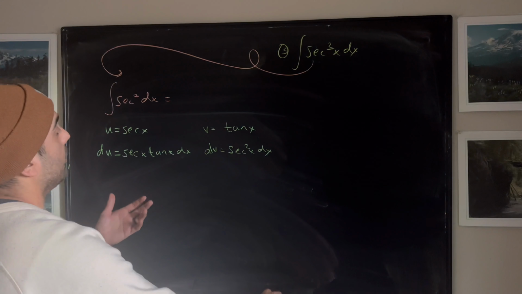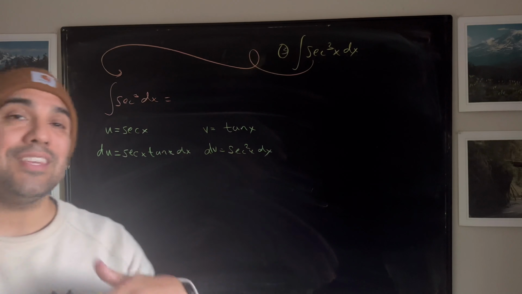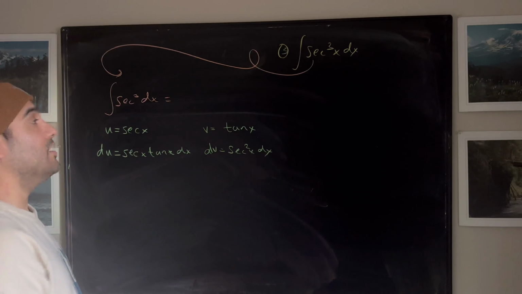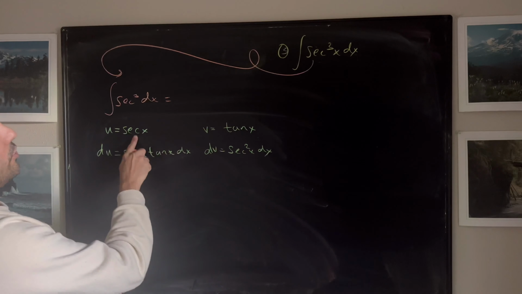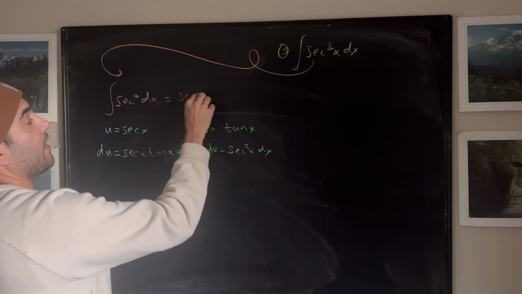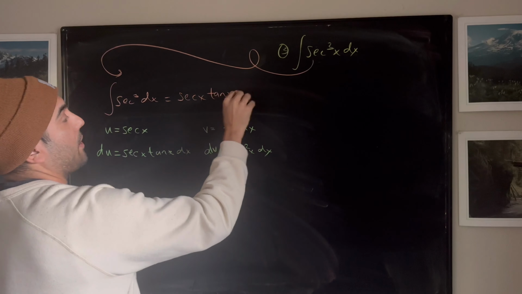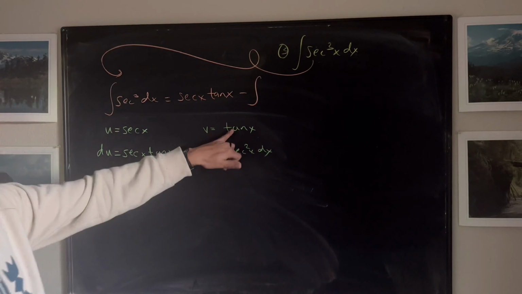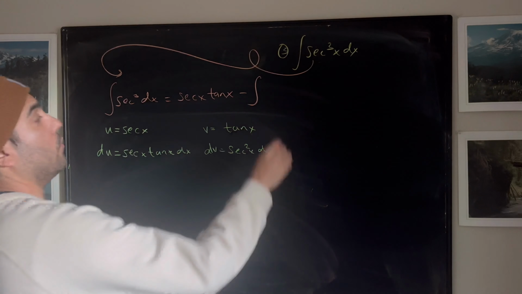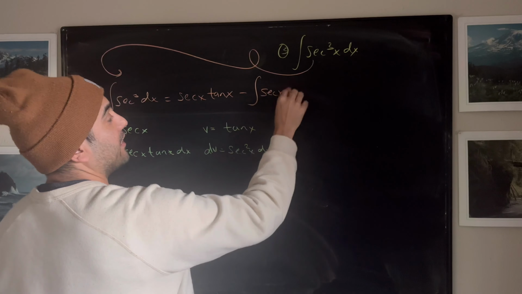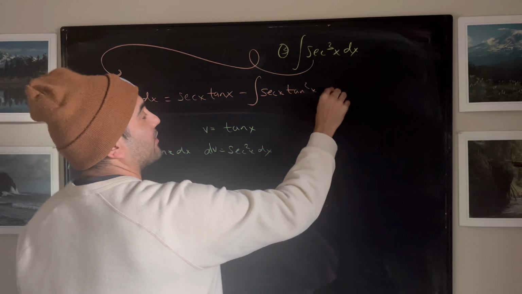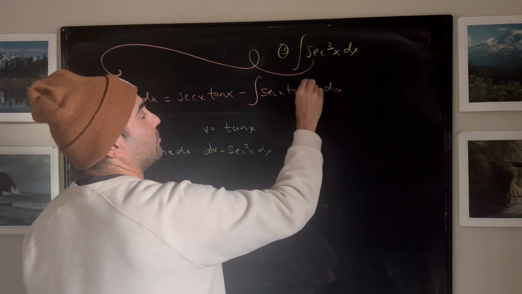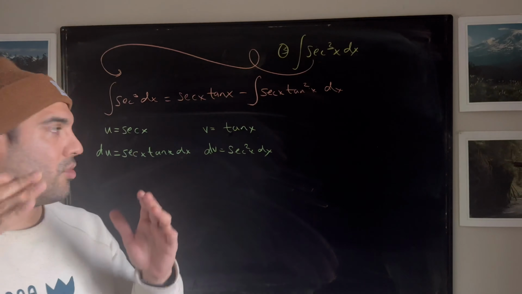Okay, don't forget, integration by parts is uv minus the integral of v du. So we have uv, which is secant x tan x, minus the integral of v du. So we have secant x tan squared x with respect to x. That should be a squared right there. Make that a little nicer.